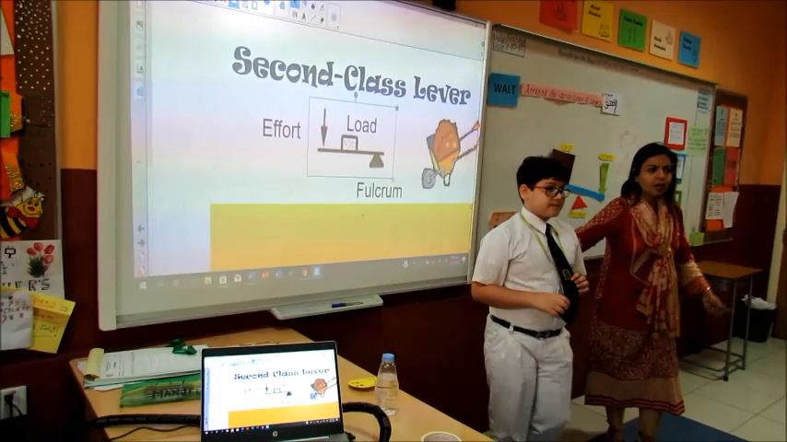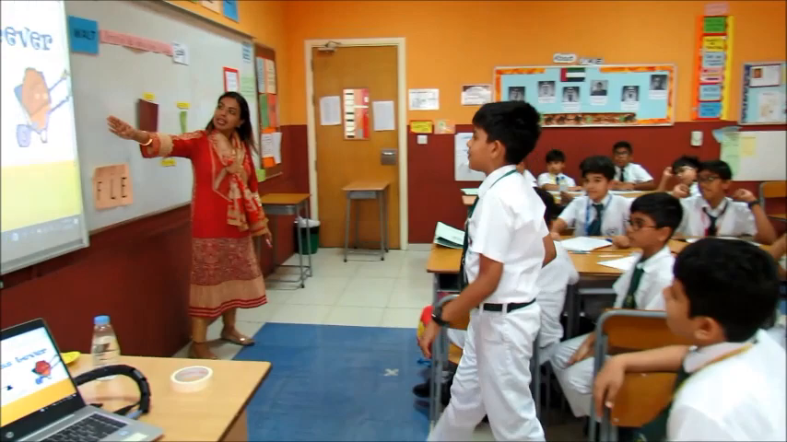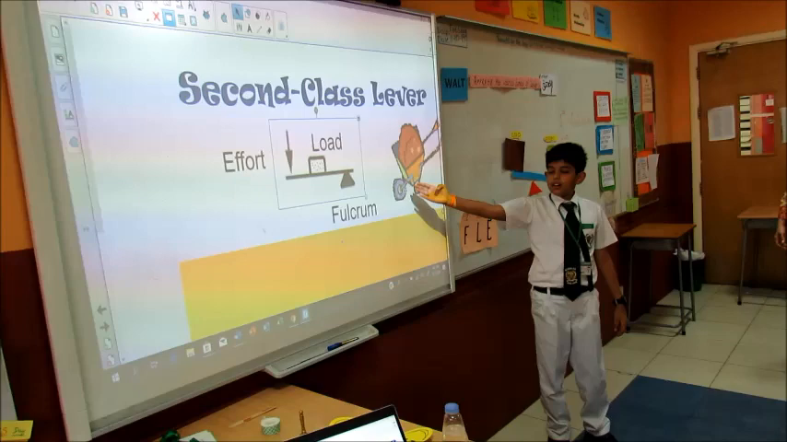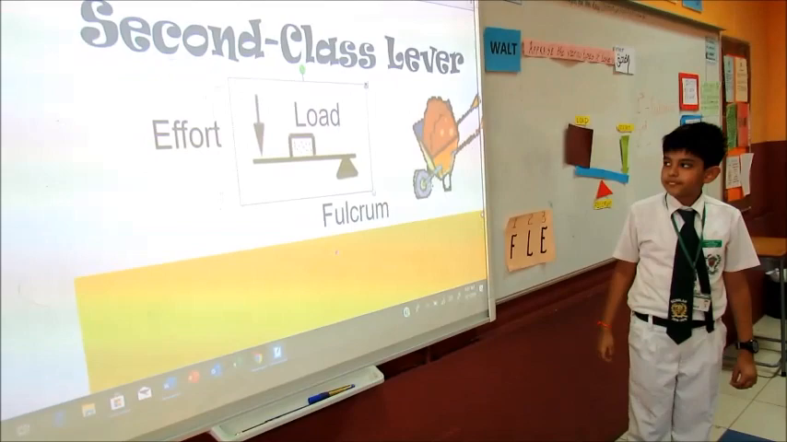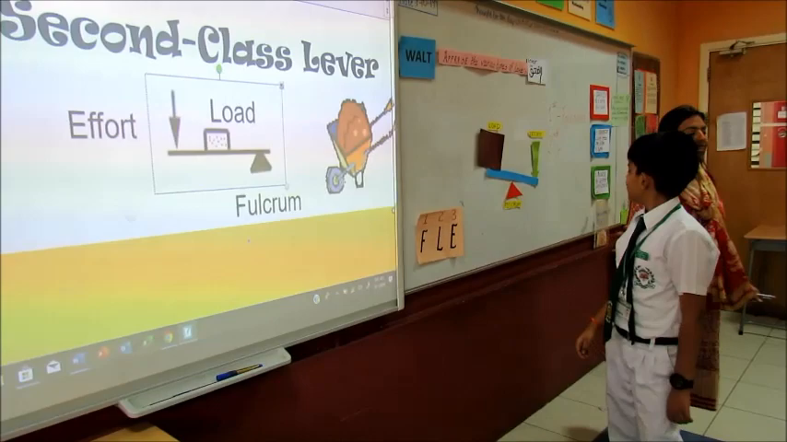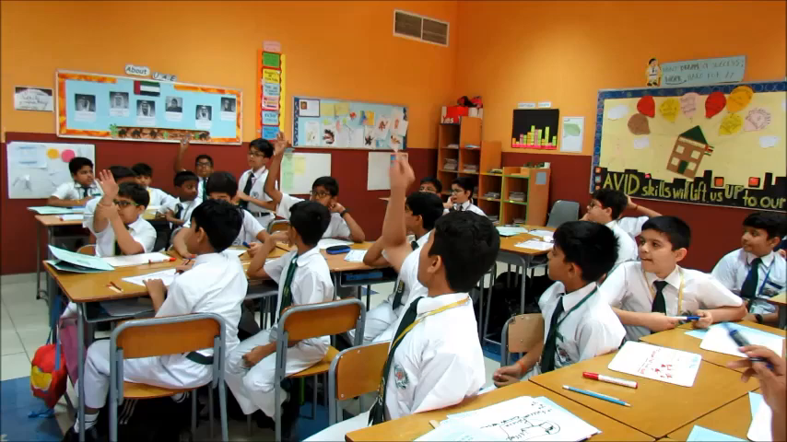Okay, come Madhav. Can you explain in this example what are the three things that you see? This is the fulcrum, this is the effort and this is the load. Okay, so what has to be picked is the load. So what is in the center? I am still trying to find out what is in the center. Thank you, Madhav. Mohammed Ali? Ma'am, in the center is the load.